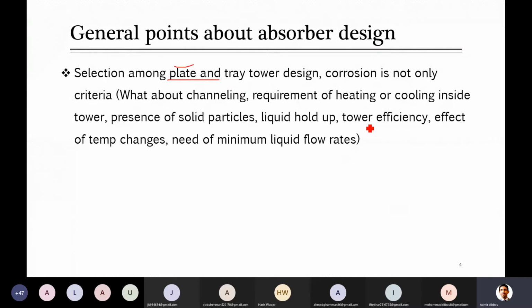Then the need of minimum liquid flow rate. If you remember, I think it was the second last lecture in which we discussed this, that when you are dealing with the packed tower, there is always a need of minimum liquid flow rate inside the tower. And what was the reason for that, if you can recall? This point was discussed, I think, in the last or second last lecture.